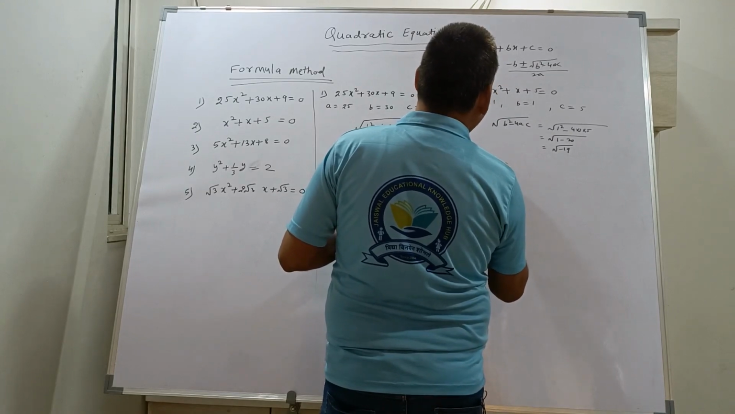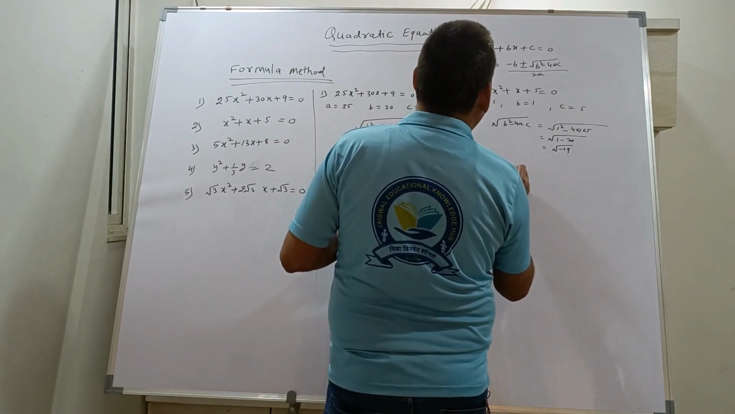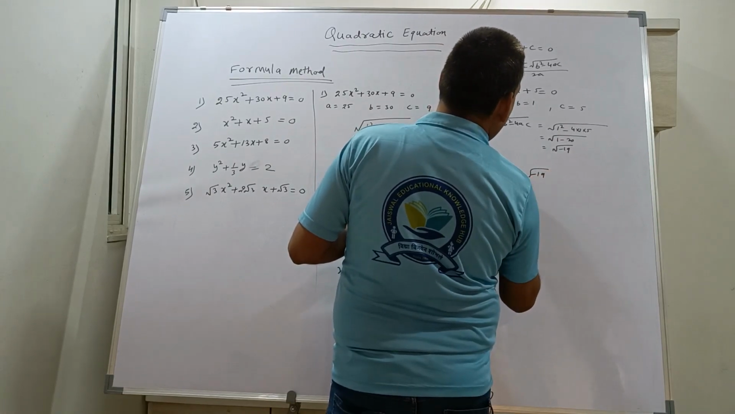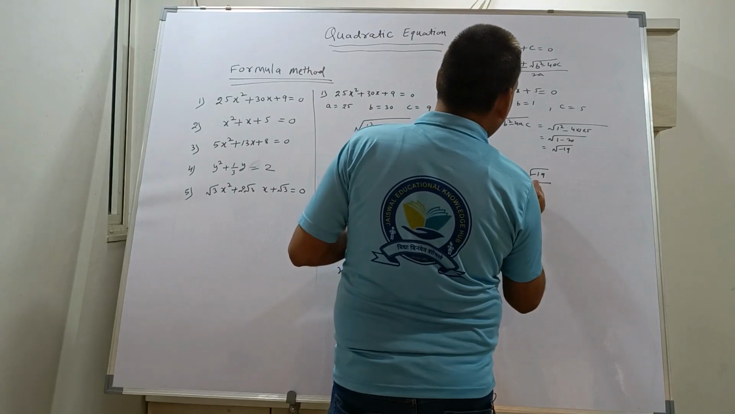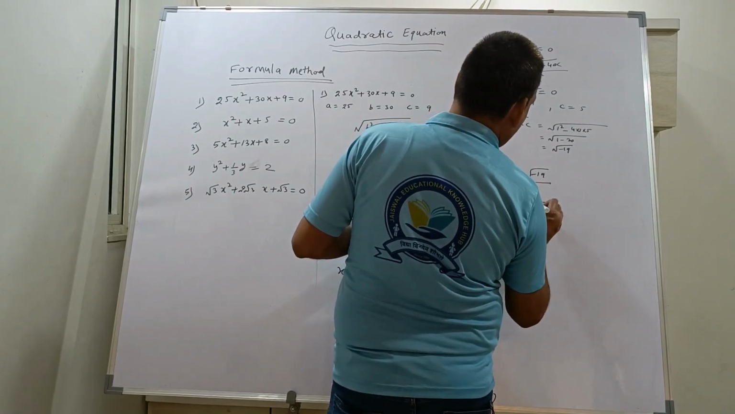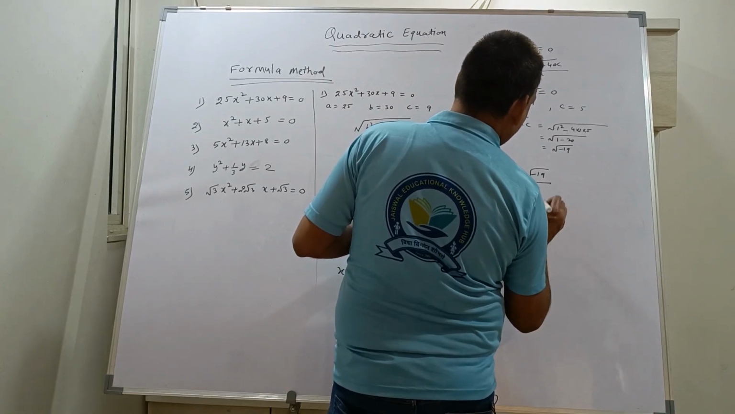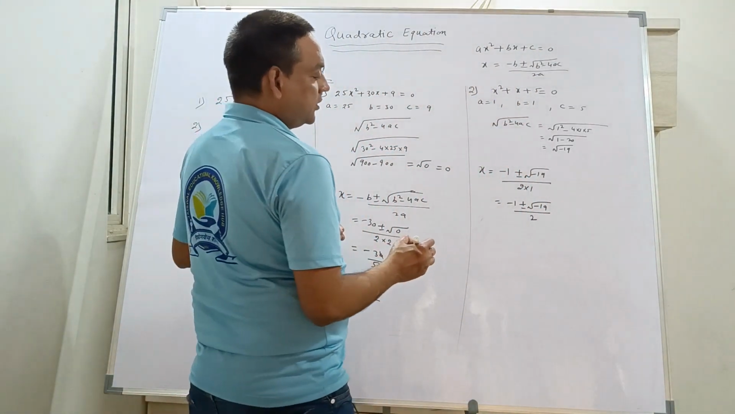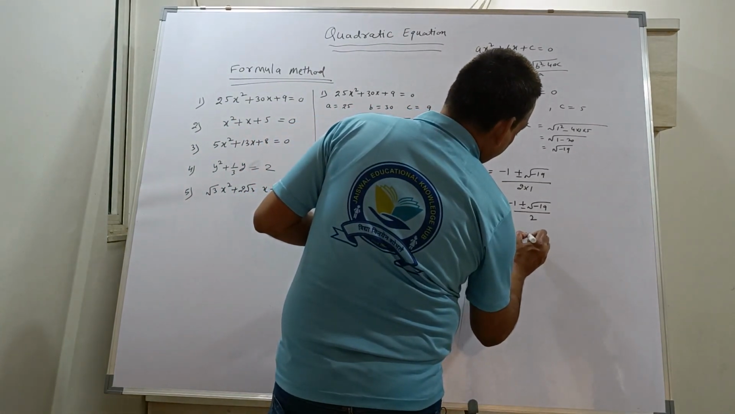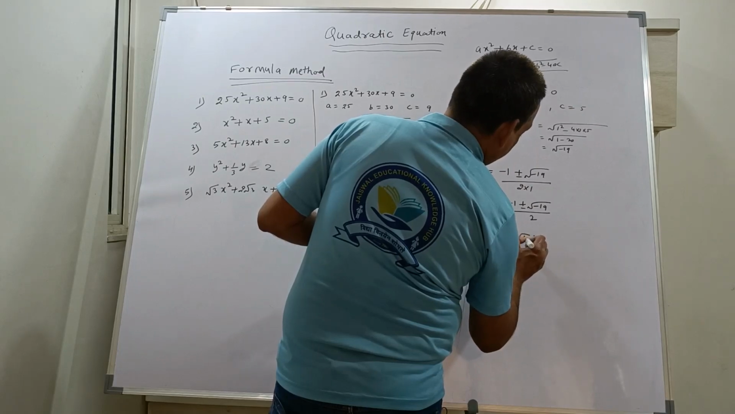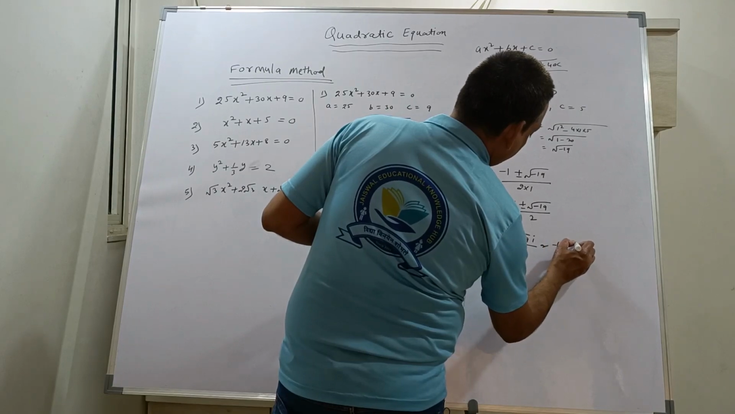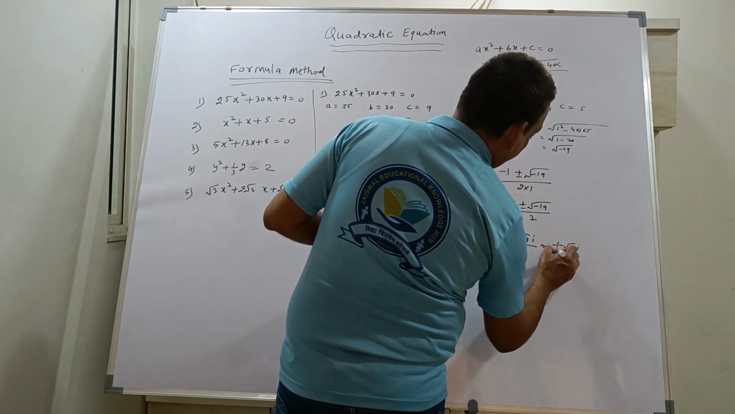So x is equal to minus b, so minus 1 plus minus root of minus 19 upon 2 into 1, that is 2, so it will be minus 1 plus minus root of minus 19 upon 2. Okay, if you go ahead in this, you can say here minus 1 plus root 19 i upon 2, or minus 1 minus root 19 i upon 2.